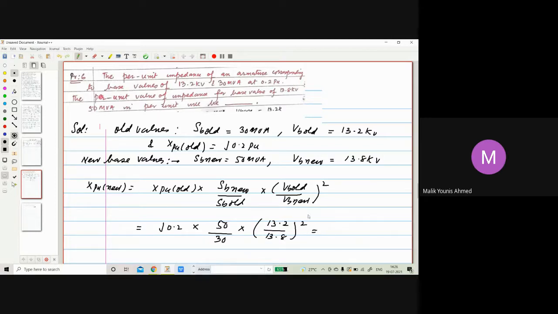So this comes out to be J0.305 per unit. So that's the answer you have to write. Very simple numerical. Okay. Next.